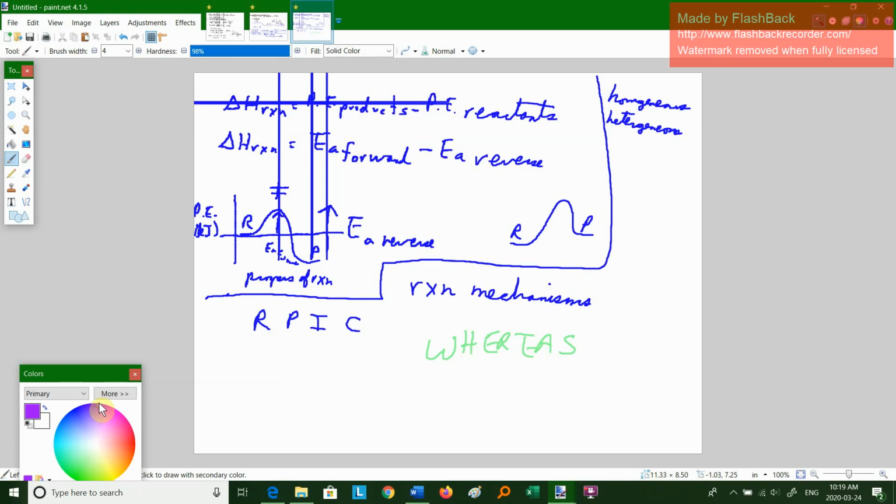And you can have more than one intermediate. You can even have more than one catalyst. We don't find that often, but you often can find more than one intermediate in a reaction.